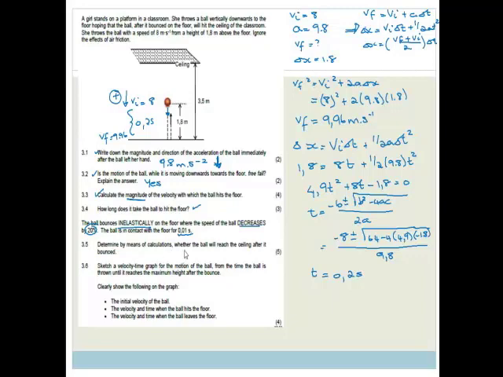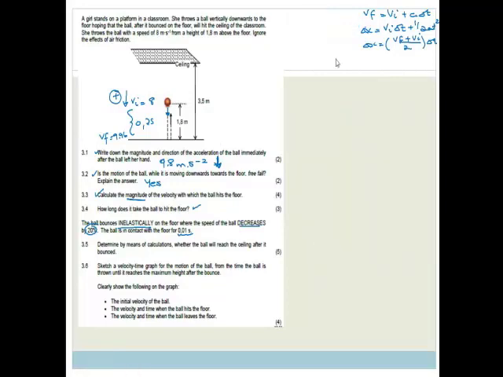Determine by means of calculation whether the ball will reach the ceiling after it's bounced. Okay, so I'm going to erase this, and then we're going to use our information to calculate what the final height is. So we've also got Vf squared is equal to Vi squared plus 2a delta x. Just to fill in those equations. They say determine by means of calculations whether the ball will reach the ceiling after it's bounced. In other words, we want to know what is its maximum height after it's bounced.